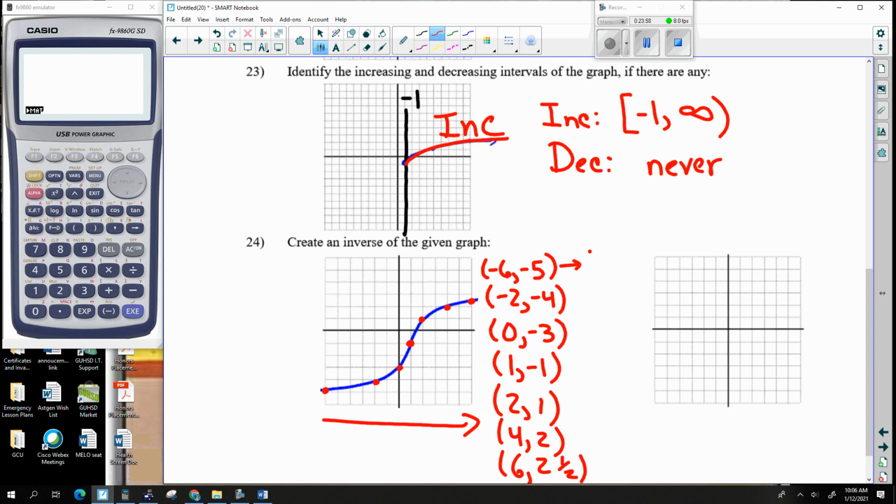Okay, so the inverses is where the x's become y's and the y's become x's. So instead of -6, -5, this would be -5, -6. Instead of being -2, -4, this is -4, -2.